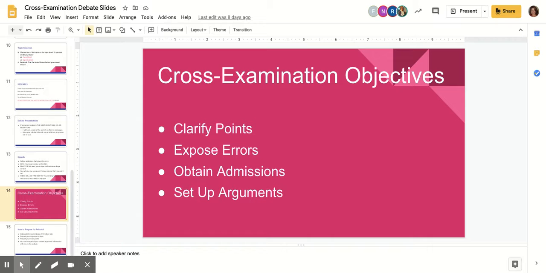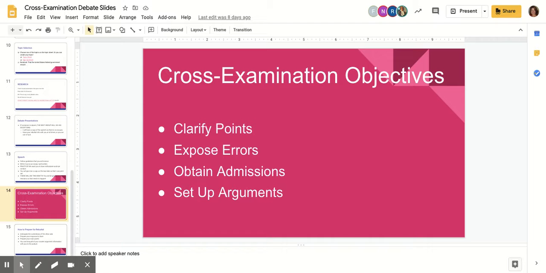You want to ask questions that get them to obtain admissions, like something that they didn't research or something that they haven't looked into. When they admit that they haven't done anything, that's obtaining admissions. And you want to ask questions that will set up your own arguments. So you will need to make sure that you're asking each type of these questions in the cross-examination round.